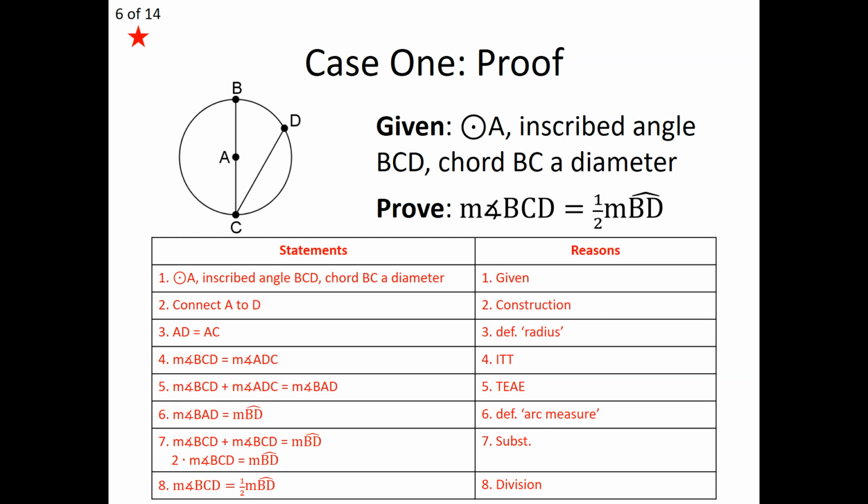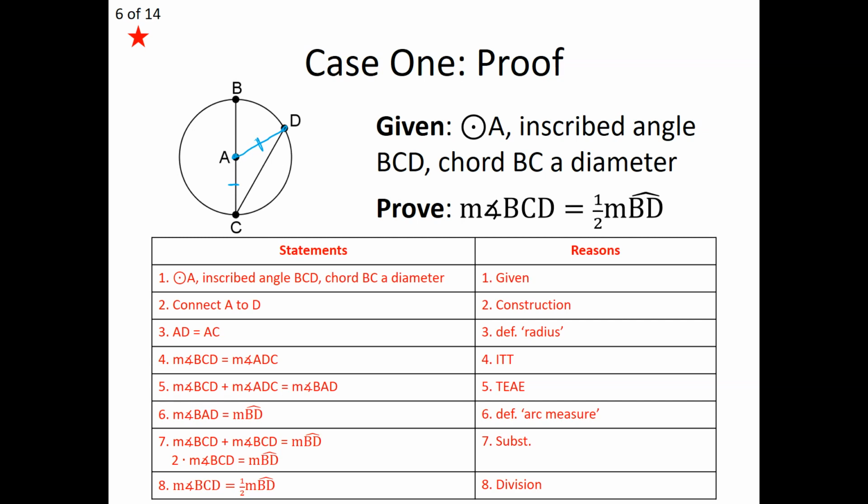Now, the first step after that is we're going to make a construction. We're going to connect point A to point D. And by doing that, we form ourselves another radius in this circle. What we're going to do with that radius we've just constructed is compare it to another radius, and we can claim that the length of that radius we just constructed, AD, is equal to another radius, AC. So take a look there. AD is equal to AC by definition of radius.